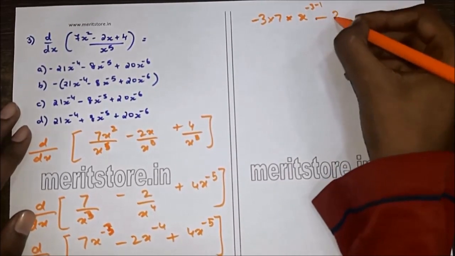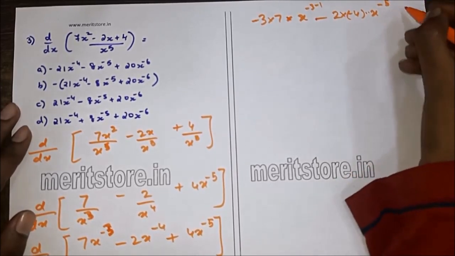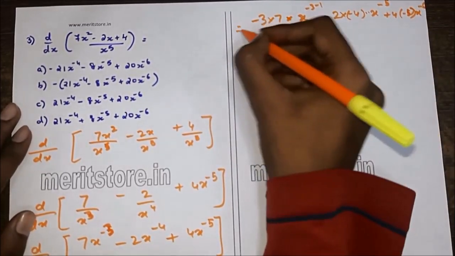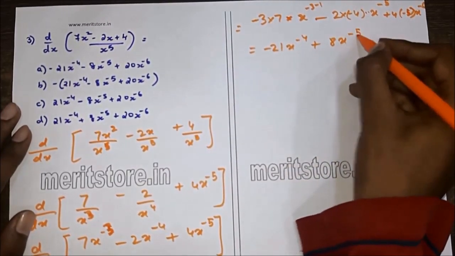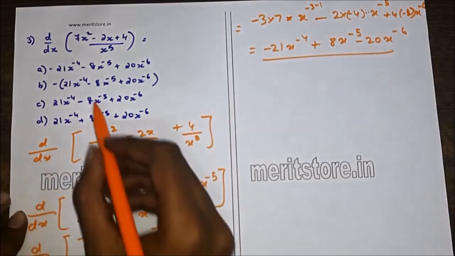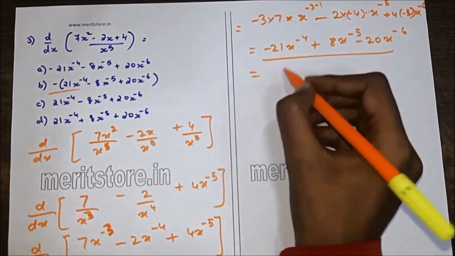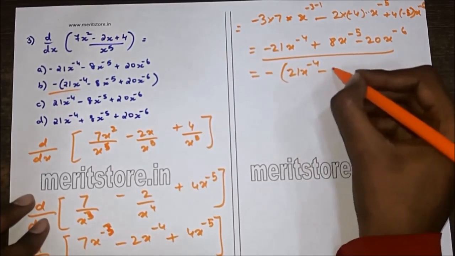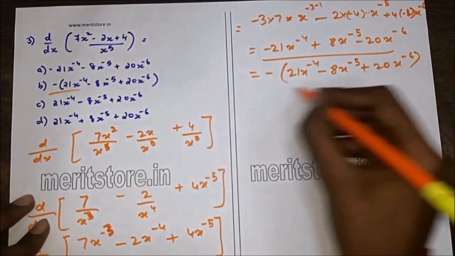And similarly 2 into minus 4 into x raised to minus 5 plus 4 into minus 5 into x raised to minus 6. So that is equal to minus 21 x raised to minus 4 plus 8 x raised to minus 5 minus 20 x raised to minus 6. So now we check the options. Now we take minus 1 common throughout. So this is minus 21 x raised to minus 4 minus 8 x raised to minus 5 plus 20 x raised to minus 6. So this is option B.